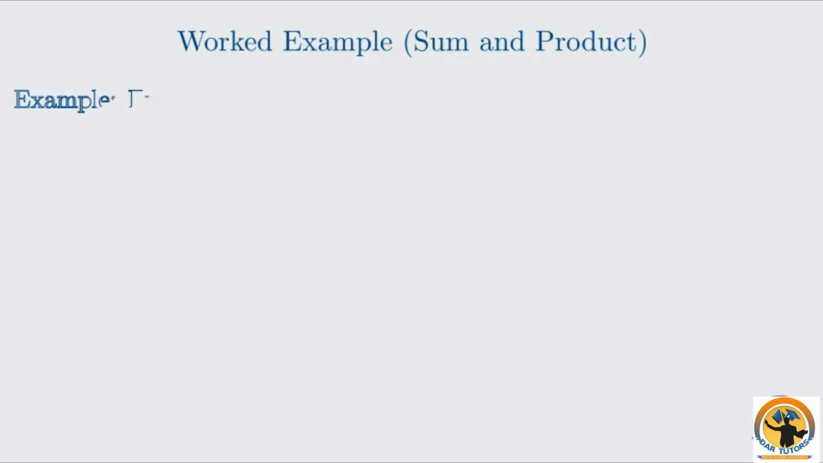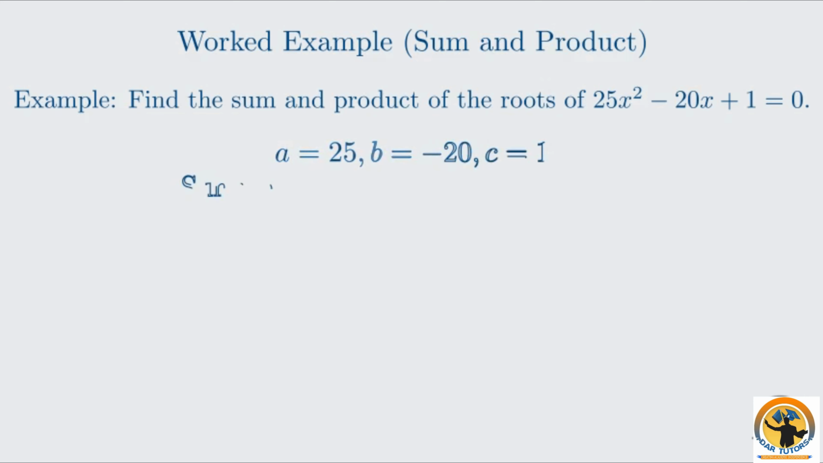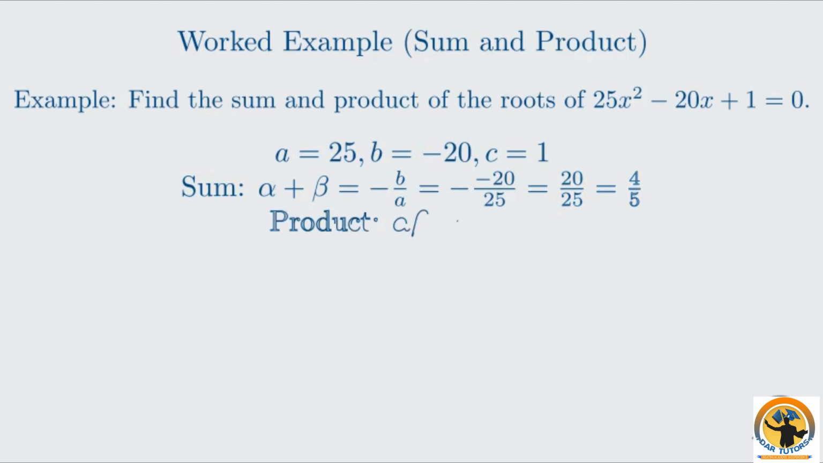Consider the equation 25x squared minus 20x plus 1 equals 0. Find the sum and product of its roots, which we will call alpha and beta. First, we identify the coefficients. A equals 25, B equals negative 20, and C equals 1. Using our formulas, the sum of the roots, alpha plus beta, is negative b over a, which is negative negative 20 over 25. This simplifies to 20 over 25, or 4/5. The product of the roots, alpha times beta, is c over a, which is 1 over 25. So the sum is 4/5, and the product is 1/25.